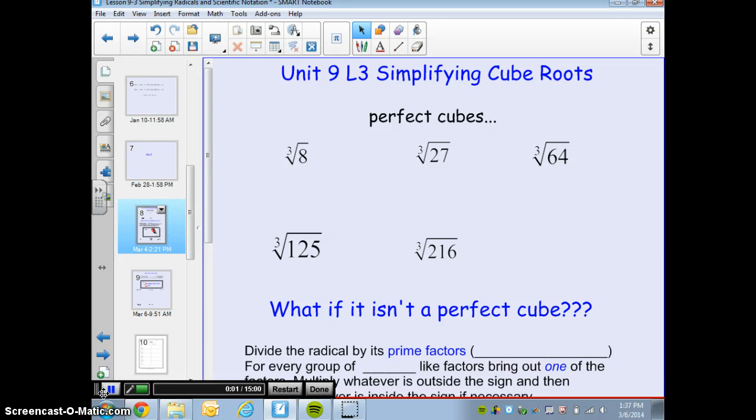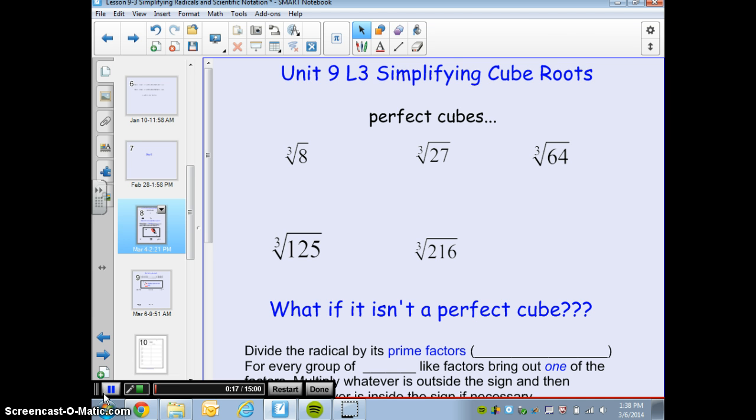Okay guys, in our last lesson we talked about how to simplify square roots. Today we're going to talk about how to simplify cube roots. So let's talk about what the difference would be. When we talked about perfect squares, that means any number multiplied by itself would give me a perfect square.